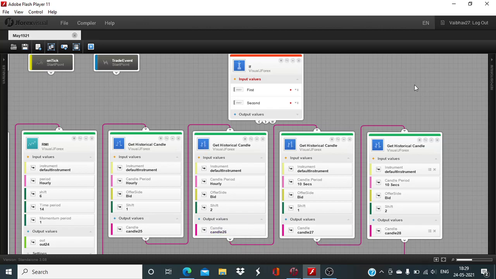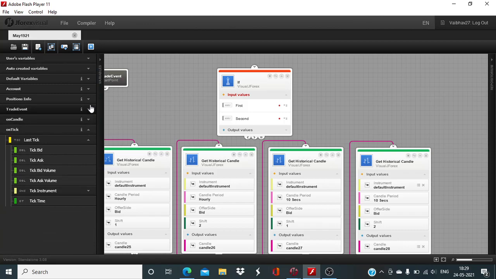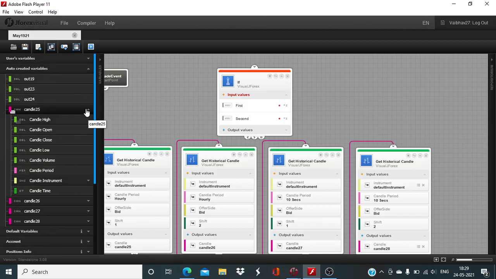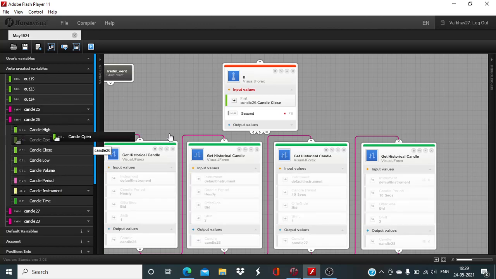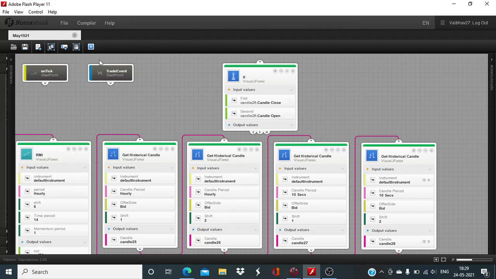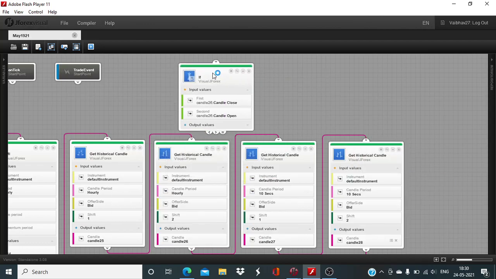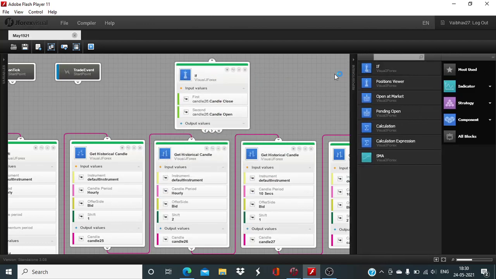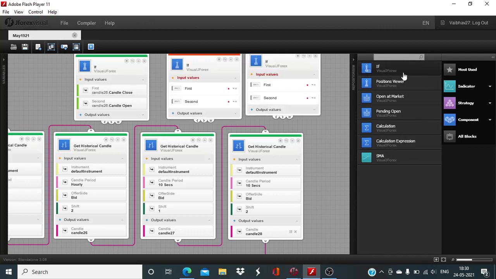So here candle 26 closing and the opening value will need to be compared, and candle 26 close should have been above candle 26 candle open. Okay, we need a couple of blocks more.